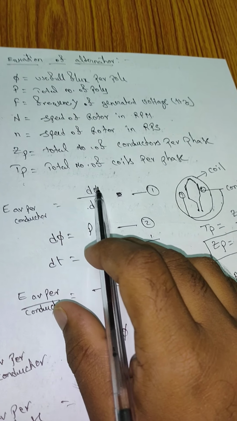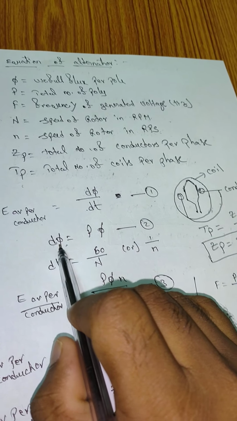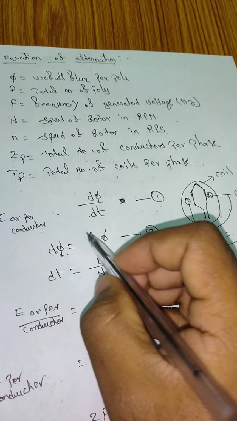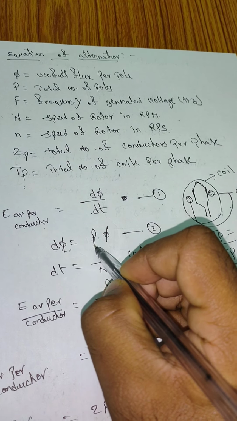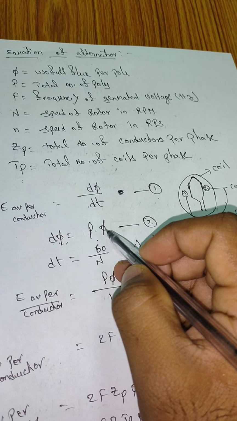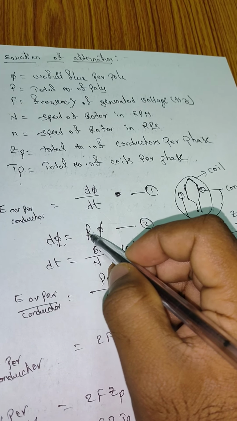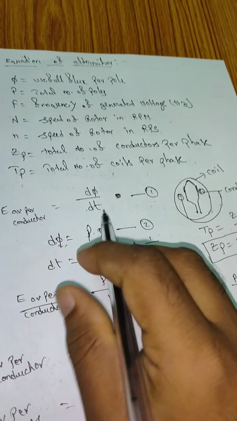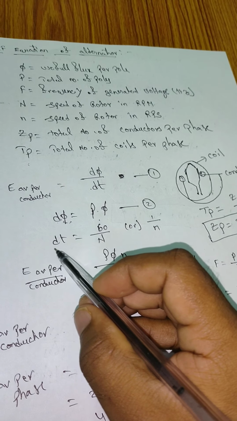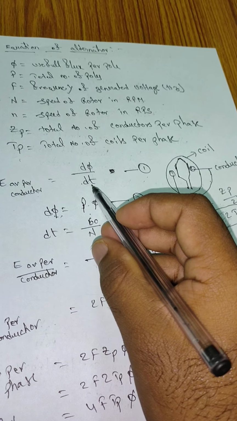First d phi, this is equation 1. Now d phi is equal to, if you want to produce the flux, the first thing will be poles. We have poles P into phi. If P equals 1, you will get phi amount of flux. If P equals 2, you get 2 phi, like that we have so many poles. This is equation 2, P into phi. Now what is the next one? We have dt, in the sense the time period.